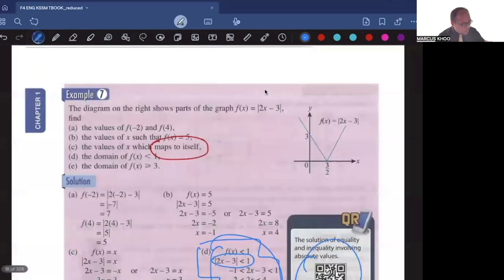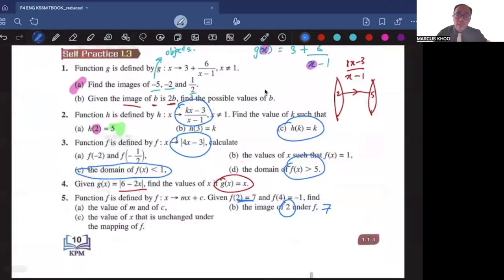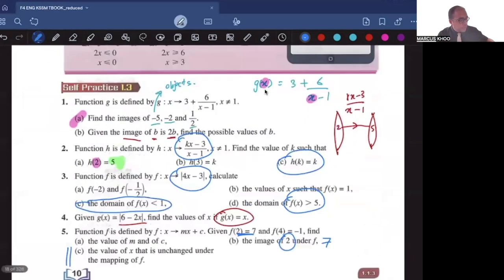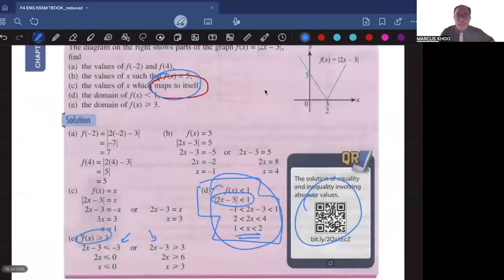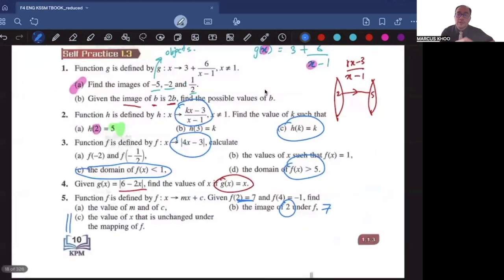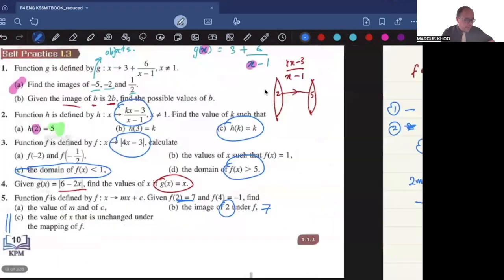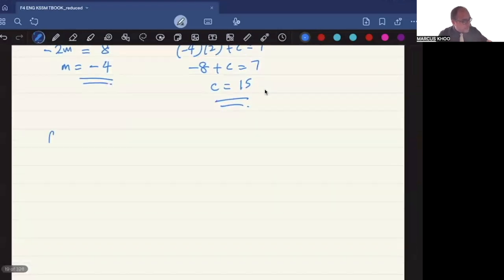What I'm more interested in is this final question, which is the value of x that is unchanged under the mapping of f. This is another way of saying the one that maps to itself. It means the object, after you map it, still becomes the object. The image is the object. So we want to find the value of x that will give us f(x) = x.